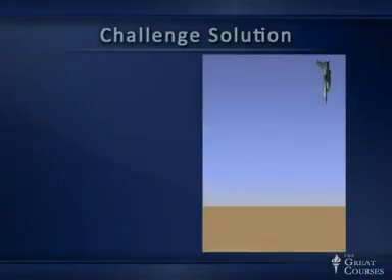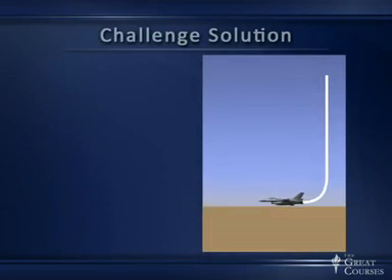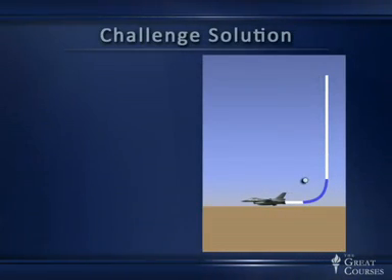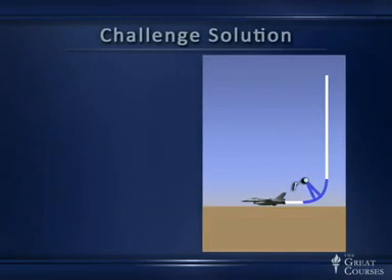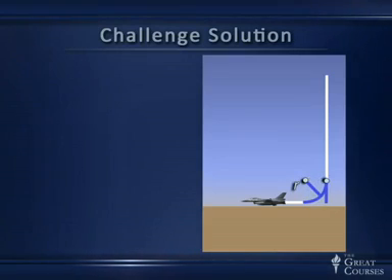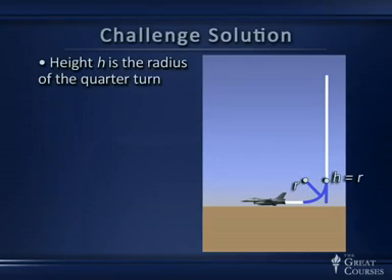Okay, here we are. As you can see in the diagram, what's going to happen is I'm going to start that turn, I'm going to undertake a quarter turn, and the radius of that quarter turn is the distance above the ground at which I have to start making the turn. Let me call that distance h. So the height h is the radius of the quarter turn. That's the answer I'm looking for.